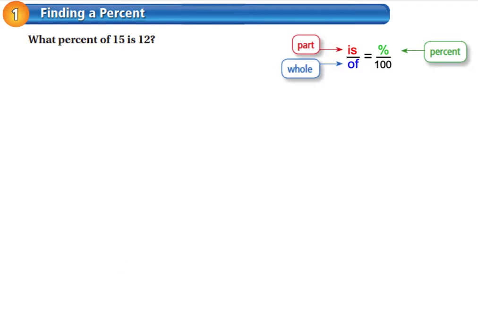So let's go through some examples here. What percent of 15 is 12? You'll start by writing your percent proportion: fraction equals fraction out of 100. Then you're going to fill some information in. The of is 15. That's the whole. Of gives you the whole amount. Is 12, the part is 12.